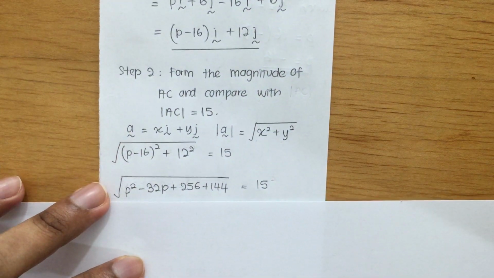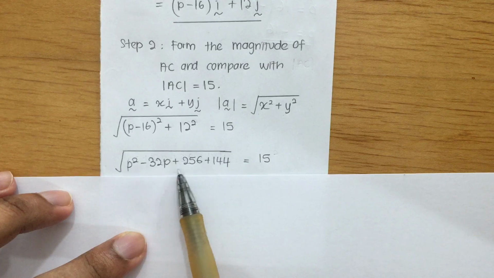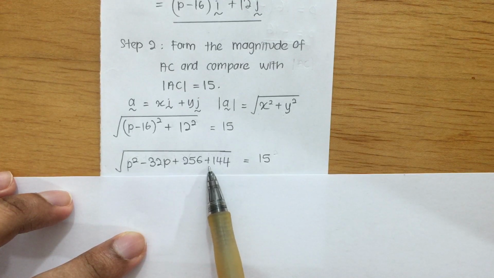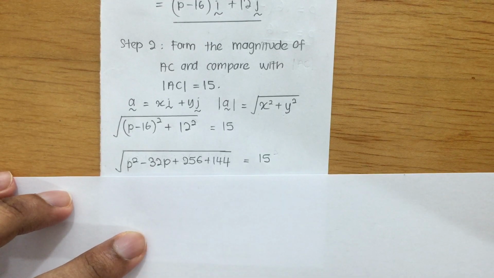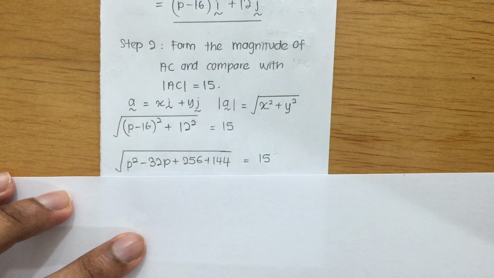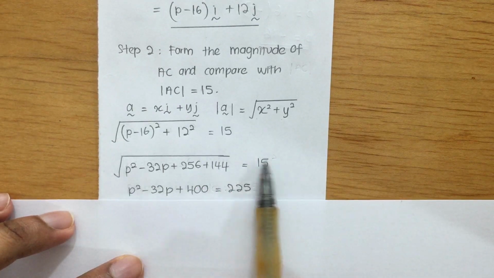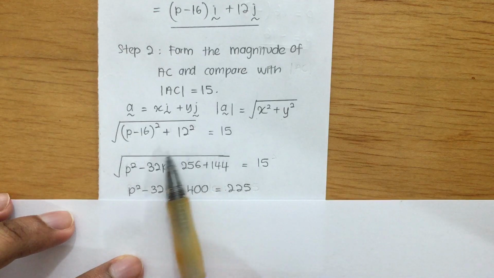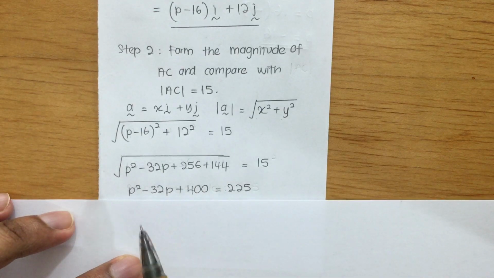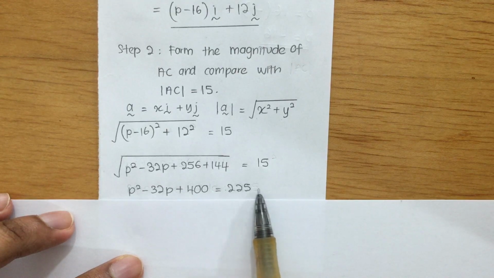So from here, you'll get p squared minus 32p plus 256 plus 144, and then you square root the whole expression, equals 15. Okay, for the next step, you can square the whole expression in order to eliminate the square root over here. So you square the equation on both sides. From here you'll get p squared minus 32p plus 400 equals 225.